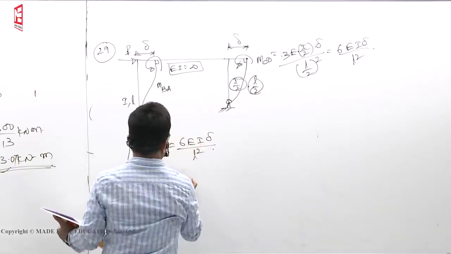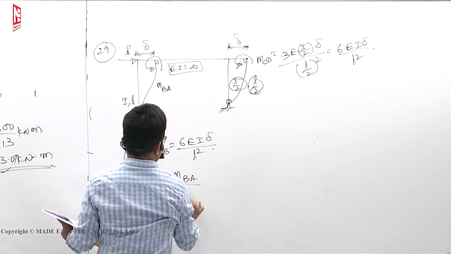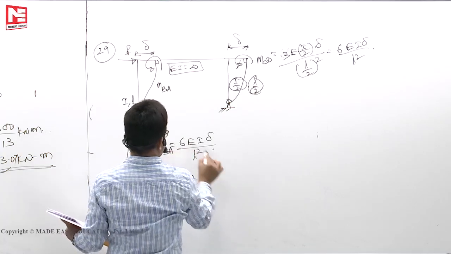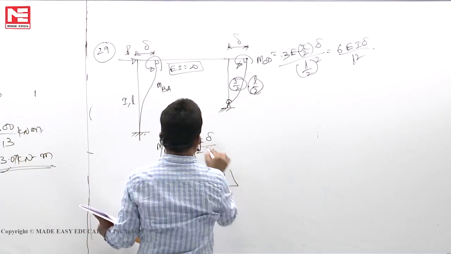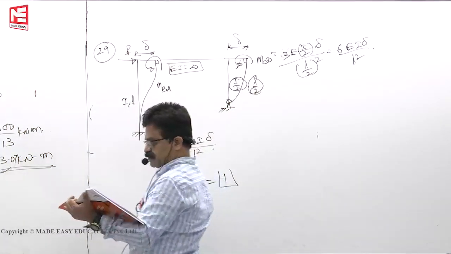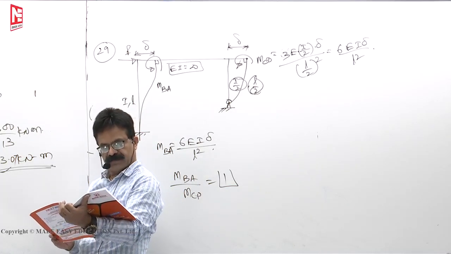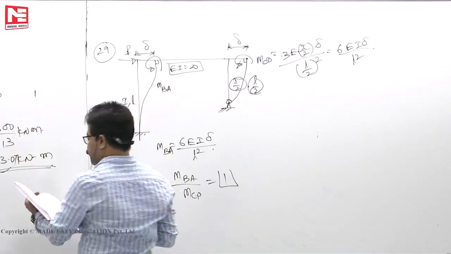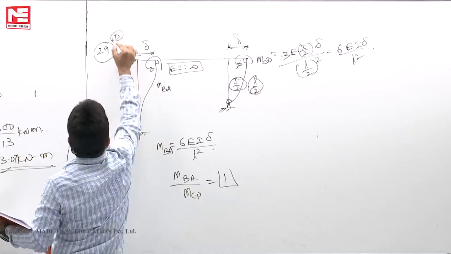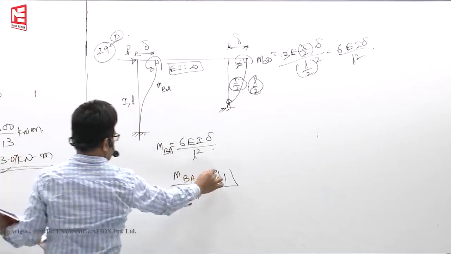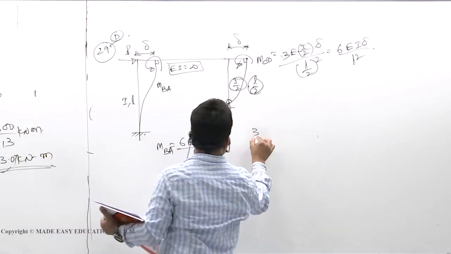So MBA by MCD, this is BA, CD. You will get 1, so this by that. So it should be 1. So 29 is D. These problems we have solved in the class also. Next, 30.